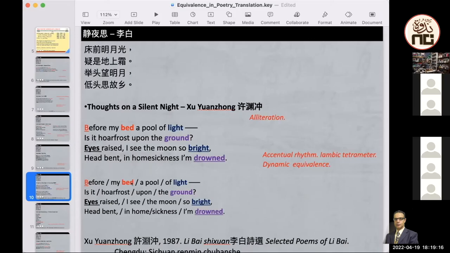All right? He did a great job. And this is how I would scan it. Before my bed, a pool of light. Is it her frost upon the ground? Eyes raised, I see the moon so bright. Head bent, in homesickness I'm drowned. Ta-tum, ta-tum, ta-tum, ta-tum. Most of the feet here are iambic feet.